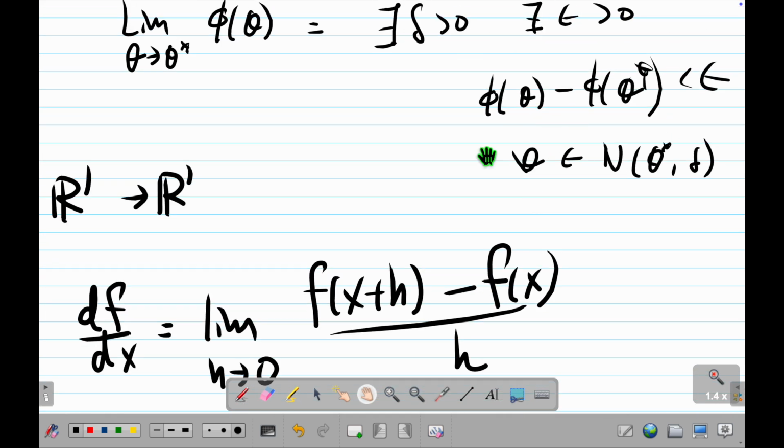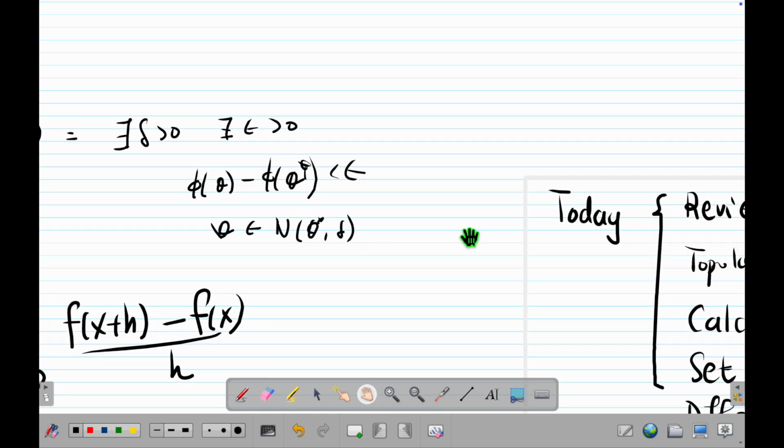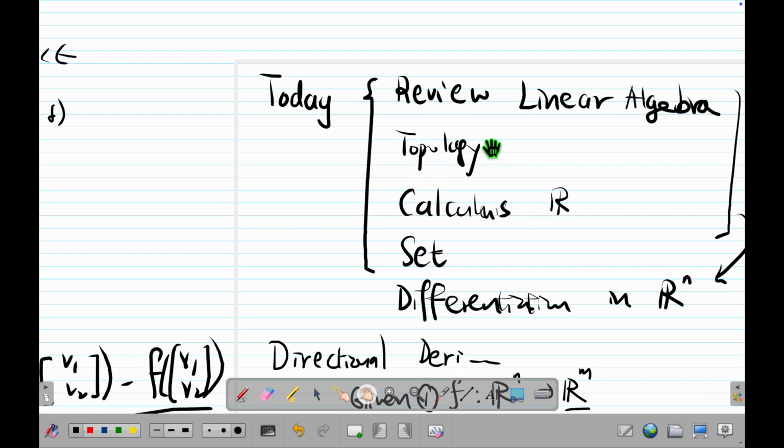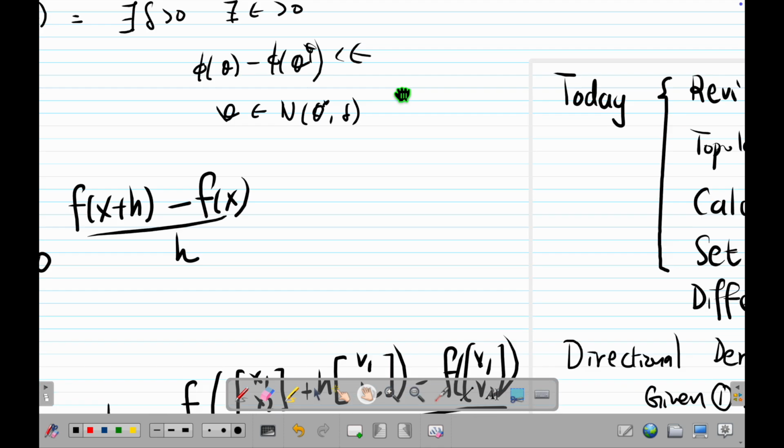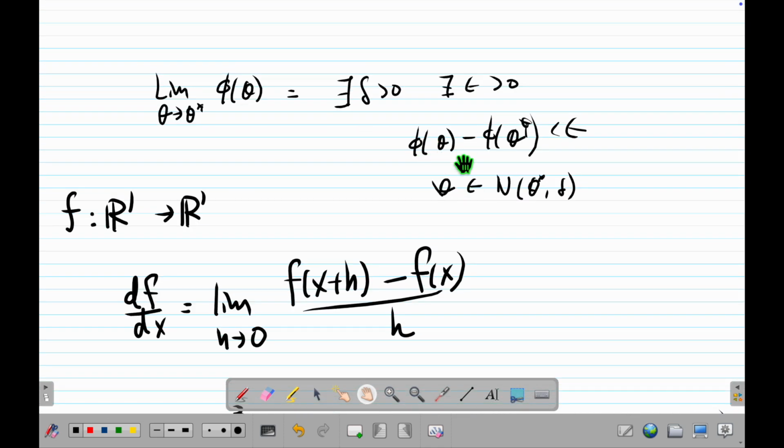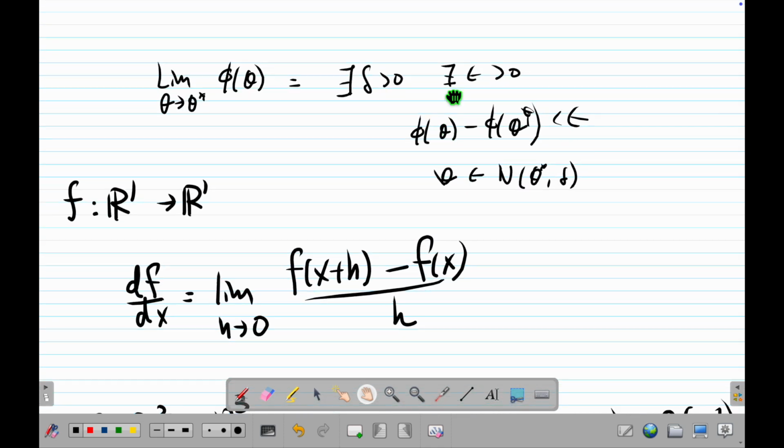This is the reason why I'm talking about it. Why do we suddenly need topology? Why do we need linear algebra? Because for multivariable calculus, we need linear algebra and topology to talk about this. Okay, so that's the idea.